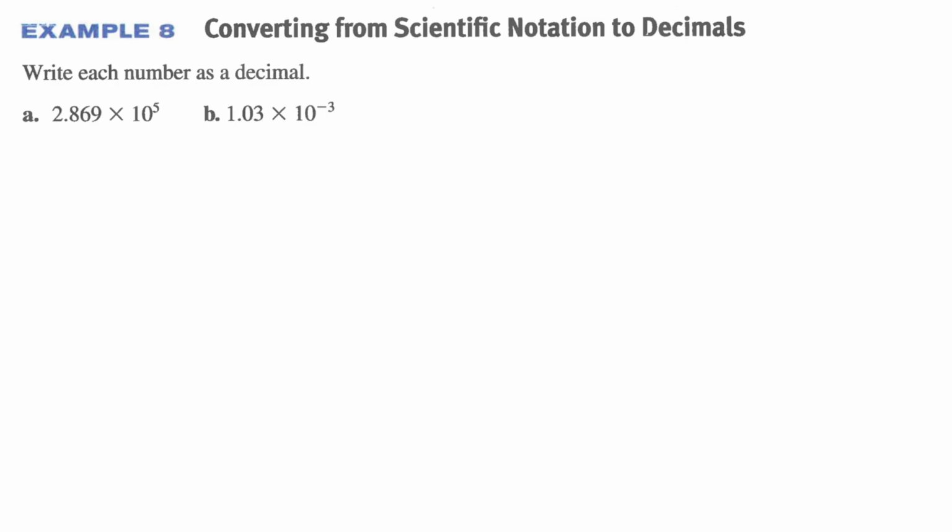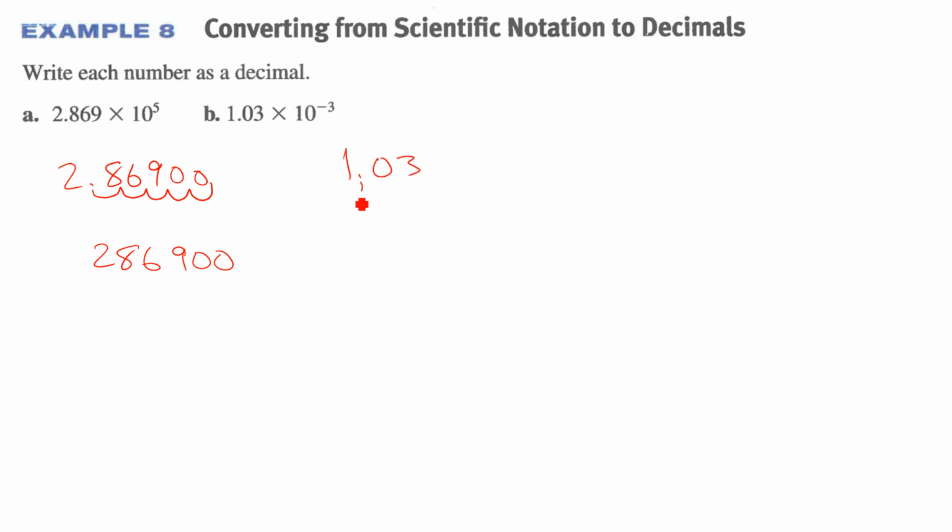All right, and let's just go the other way to finish things up. So on this one, we're going to move 2.869 and expand this 5 places. 1, 2, 3, 4, 5. What do we do with these empty places? You got it. We put in a 0. So we have 286,900. And we'll go the other way on this, 1.03.